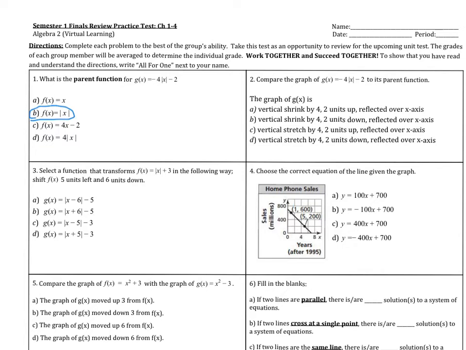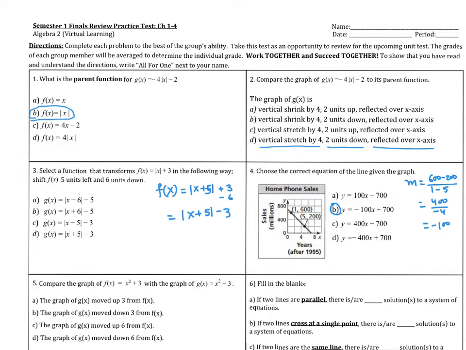For number 2, if you're going to compare this with the parent function, absolute value, then the 4 in the front means vertical stretch by 4. And negative 2 means 2 units down. The negative in front means that it's going to be reflected over the x-axis.